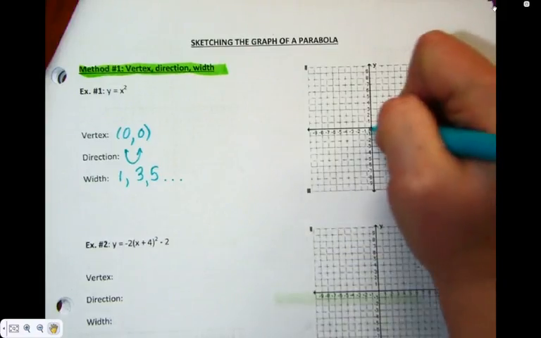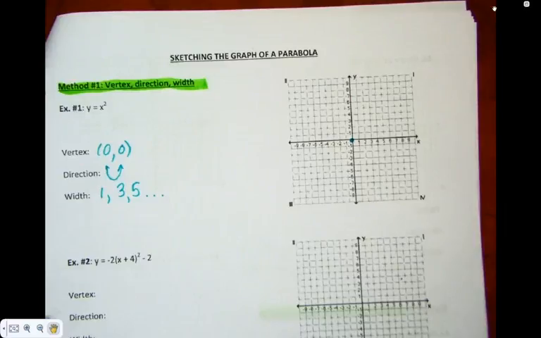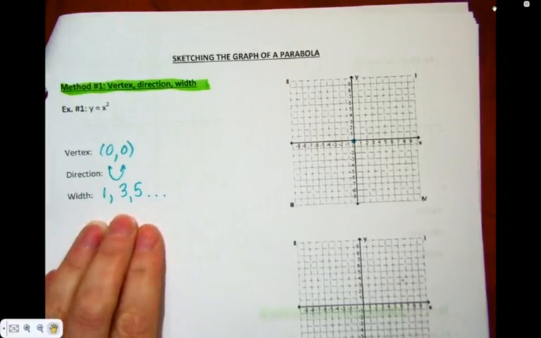Vertex. I'm going to count up because the parabola is pointing up. These are the numbers that I'm going to count up.